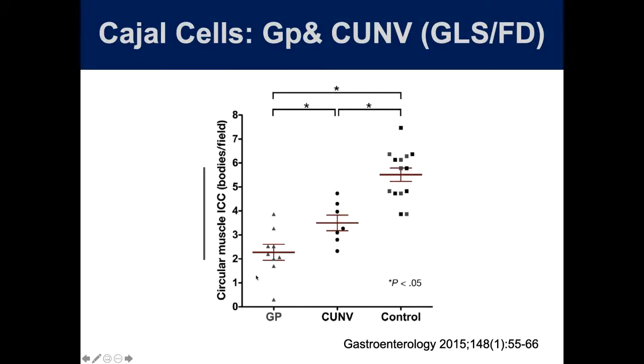On the y-axis, x-axis is gastroparesis, unexplained nausea, vomiting, and controls. Normally, you have 5 or 6 of those ICCs per high-powered field. Once you get nausea and vomiting, you have a decrease to about 3 to 4 per high-powered field. But you may not have delayed emptying, and that's very important with diabetes, because many of our patients don't have delayed emptying. And once you get around 2 or less, you have gastroparesis.